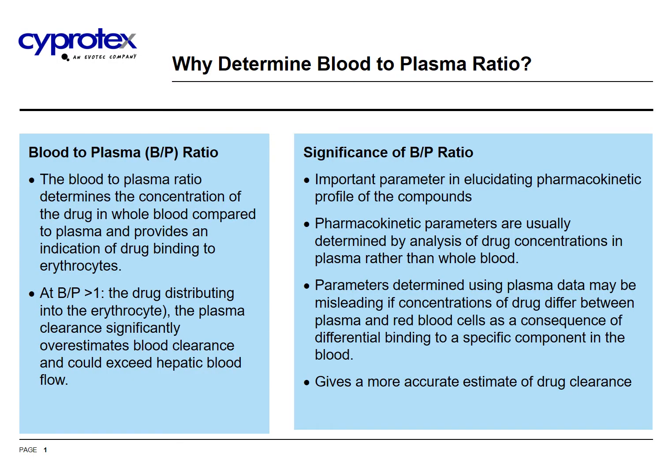First, a little overview on blood to plasma ratio and its significance. This ratio measures the total amount of drug present in the blood and plasma. A blood to plasma ratio of greater than 1 is a consequence of drug distributing into red blood cells. Generally, pharmacokinetic parameters are usually determined by measuring drug concentration in plasma rather than whole blood. The parameters determined using plasma data could be misleading if drug distributes into the erythrocytes. In order to accurately measure the drug clearance, it is important to estimate blood to plasma ratio.